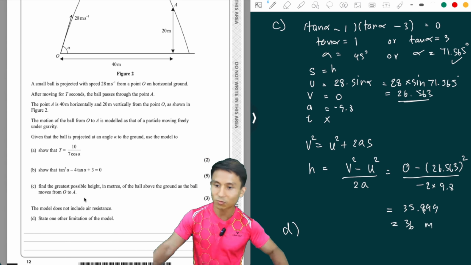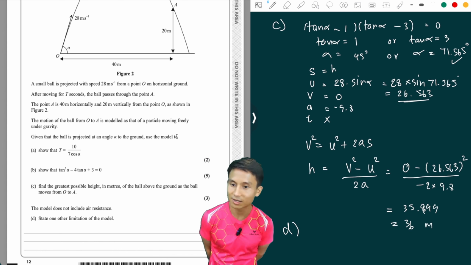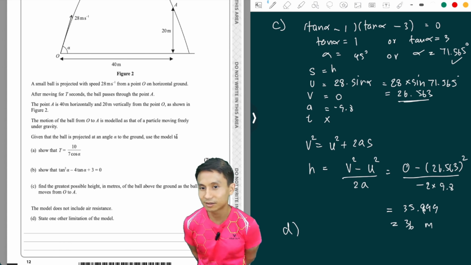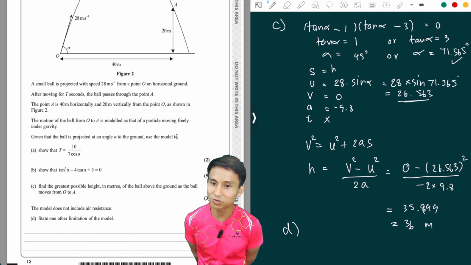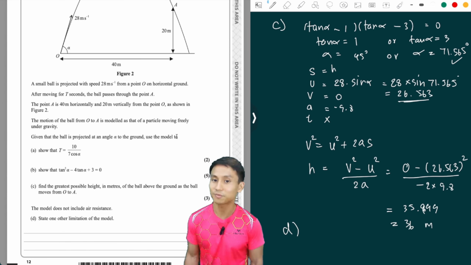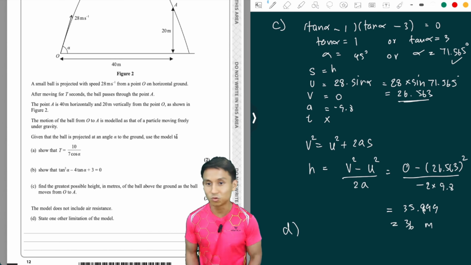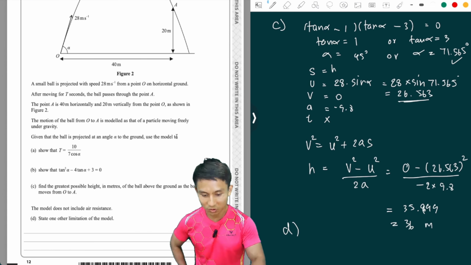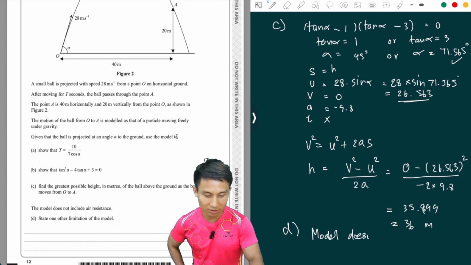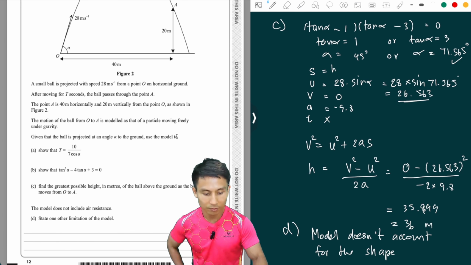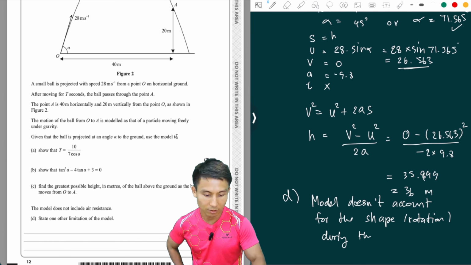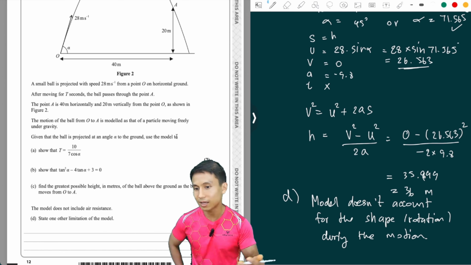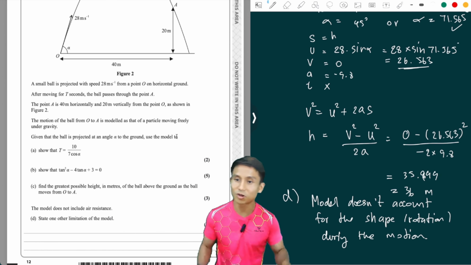Now part D is just one mark here. The model does not include air resistance. State one other limitation of the model. Well, again, this is about assuming that the ball is a particle. Guys, you should be getting used to this. If we ignore the volume or the shape of the particle, we ignore other types of movement like rotation along the way. So the model does not account for the shape or rotation during the motion. And again, g might not be 9.8 and so on, right? So that's it for this one.